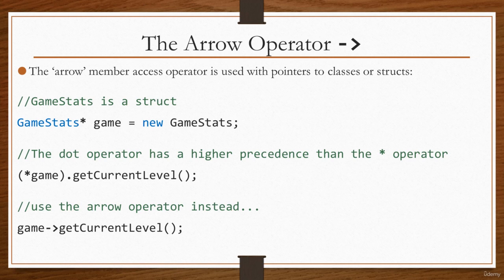So what we can do instead is use the arrow operator, and that is done with the hyphen sign or the minus and then the greater than symbol, and that gives us an arrow, right? So you do the pointer name and then the arrow operator, and in that way you can indirectly access the members of that object that is on the heap.